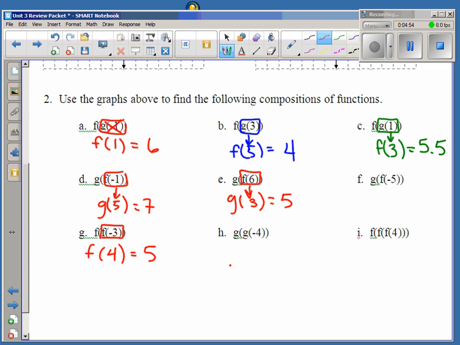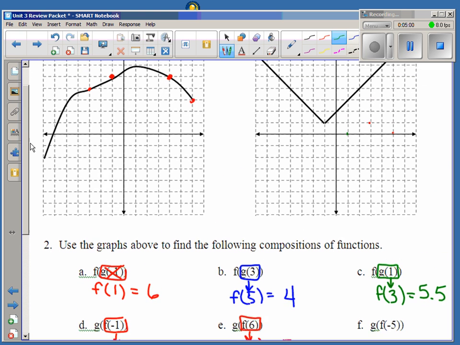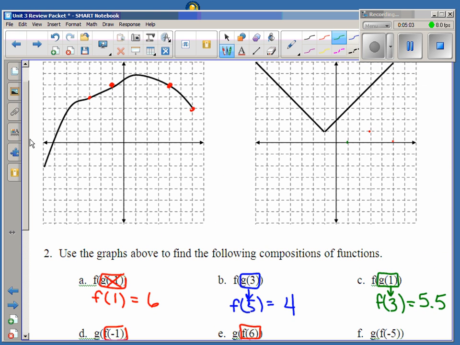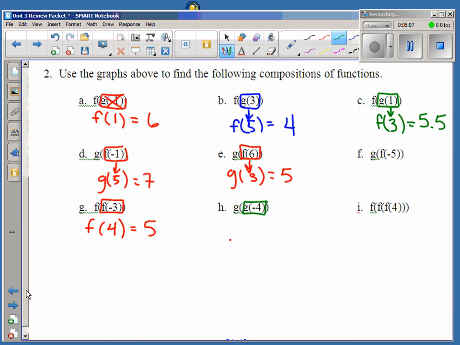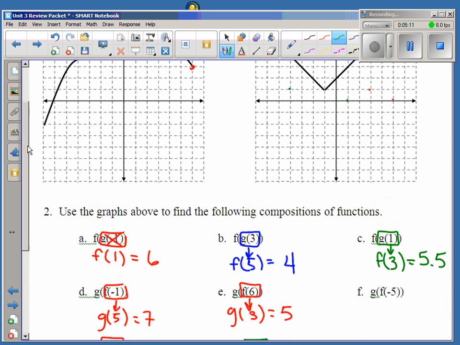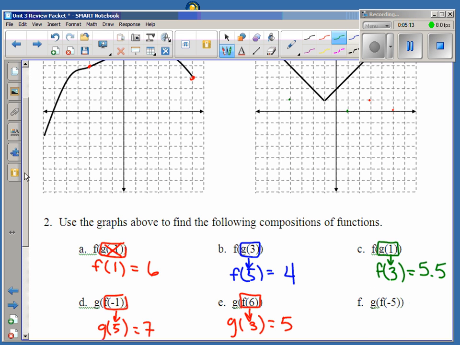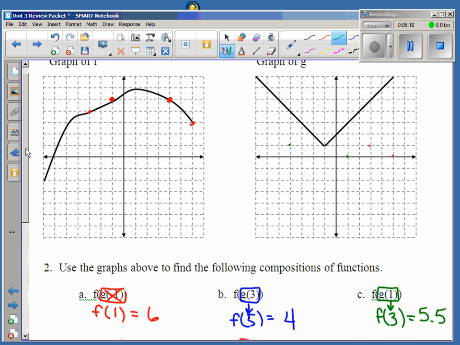All right, the second one is the same thing, except now I'm going to the g graph twice. So I'm going to first find the inside, which is g of negative 4. So 1, 2, 3, 4, 1, 2, 3, 4. And g of negative 4 is 4. So the second time around, I'm going to go to g of 4. And that's 6.